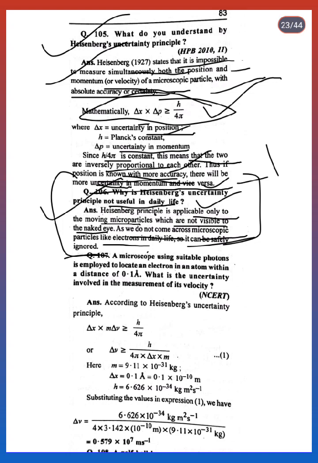So next is the question based upon that topic. A microscope using a suitable photon is employed to locate an electron in an atom within a distance of 0.1 angstrom. What is the uncertainty involved in the measurement of its velocity?